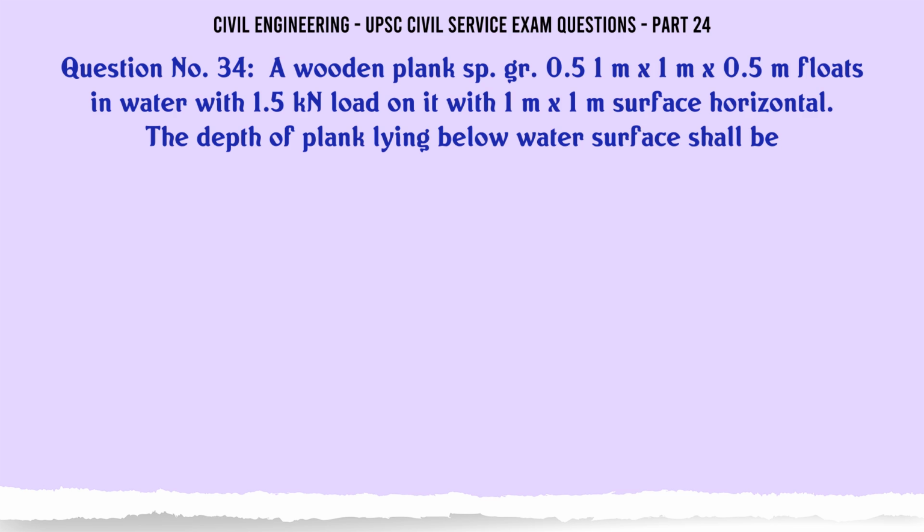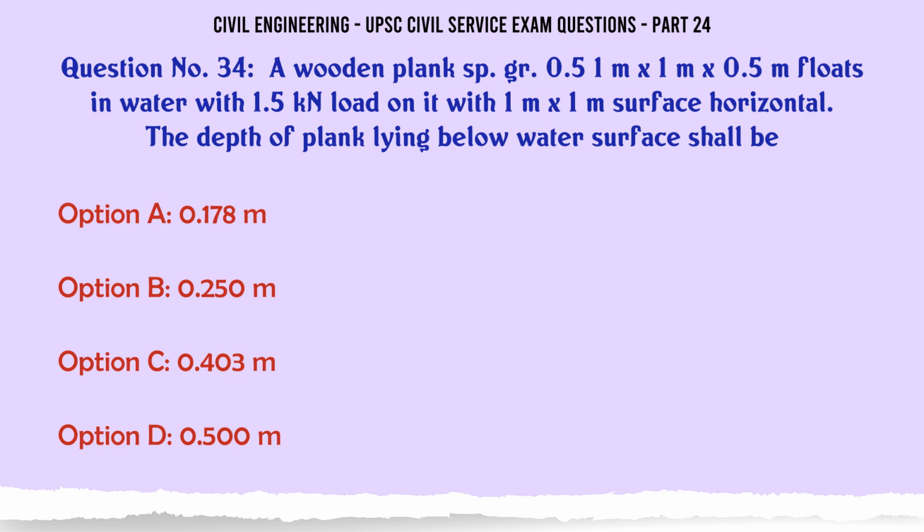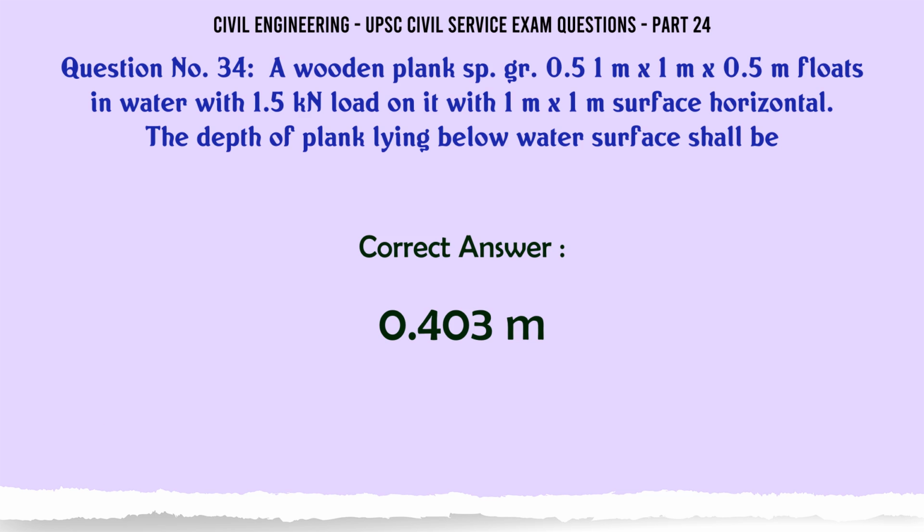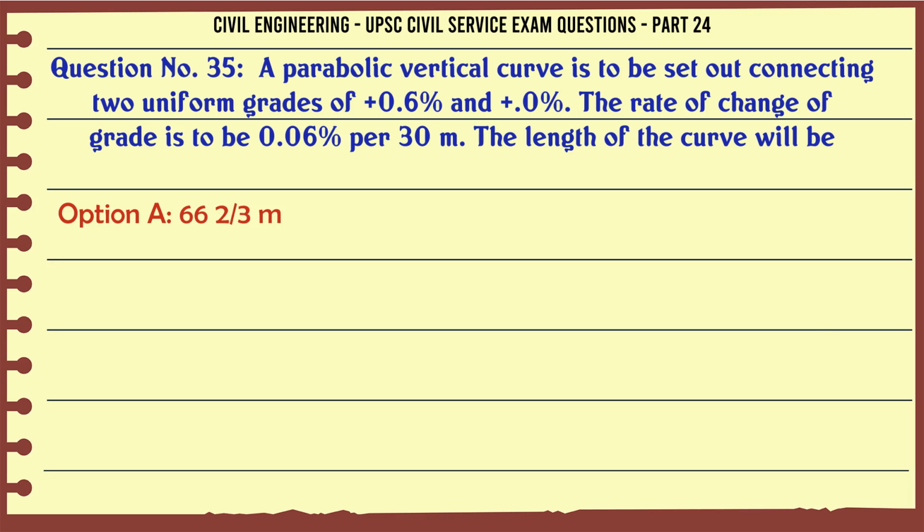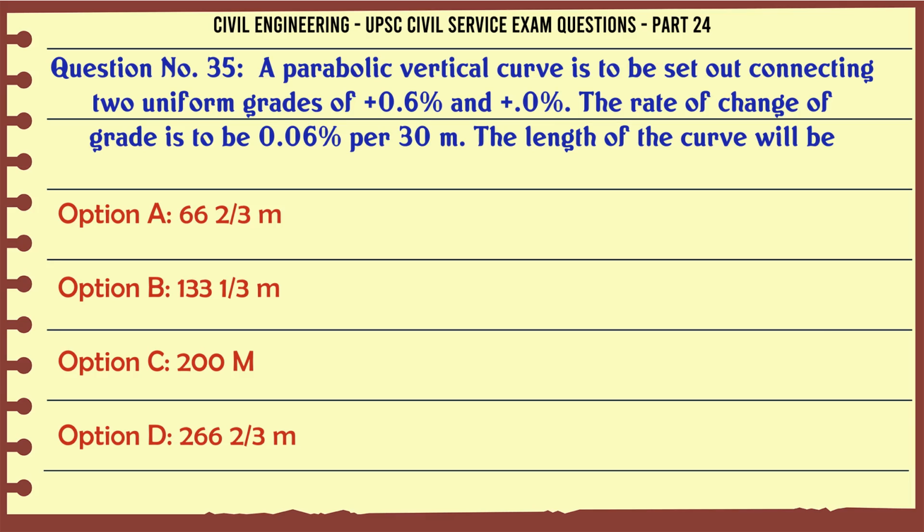A wooden plank, specific gravity 0.51, 1 m x 1 m x 0.5 m, floats in water with 1.5 kN load on it, with 1 m x 1 m surface horizontal. The depth of plank lying below water surface shall be A 0.178 m, B 0.250 m, C 0.403 m, D 0.500 m. The correct answer is 0.403 m.